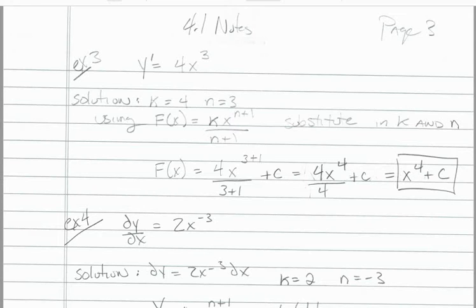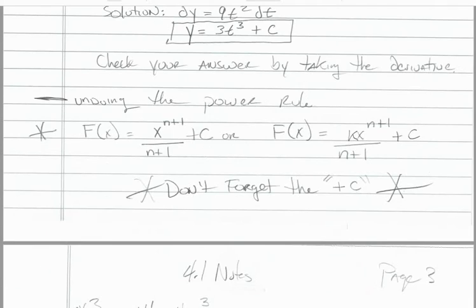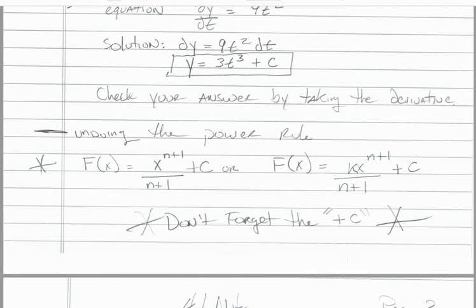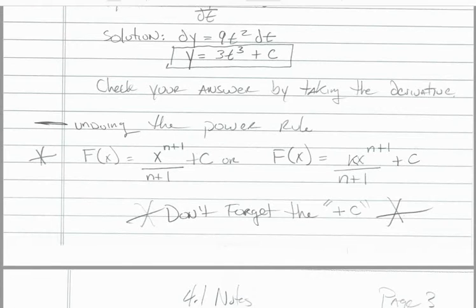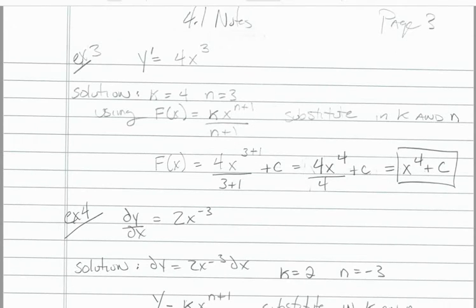If we look back at page 2 real quick on our notes, on the bottom right hand side right there, we're going to be using this piece right here, f of x equals kx to the n plus 1 over n plus 1, and don't forget the plus c portion that goes with that. Okay, so when we work through this, we're just going to substitute right in here for k and for n.